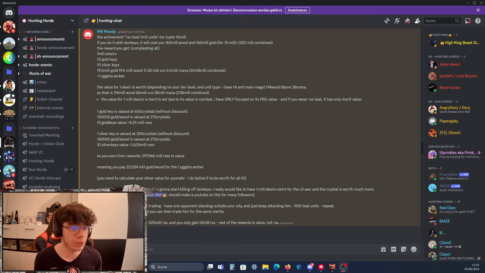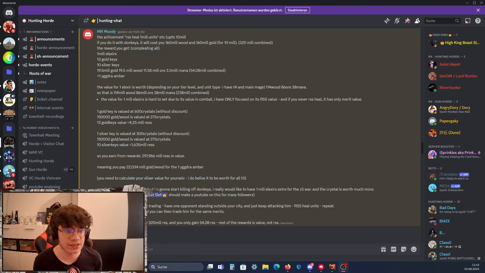The value for one elixir depends on your T level and unit type. I have T4 and main mage: 114 wood, 86 ore, 38 mana. So that is 140 million wood, 86 million ore, 38 million mana, 238 million combined. The value for 1 million elixir is hard to set due to its value in combat. I have only focused on its resource value, and if you never resource here, it has only merit value.